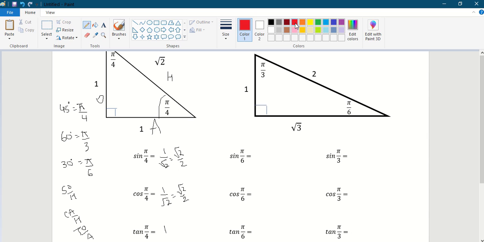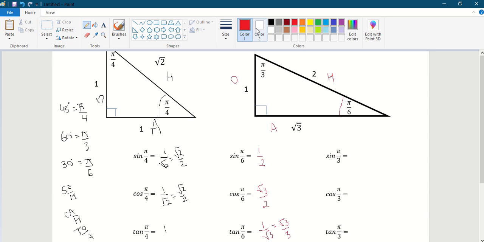Now if we were to look from this angle right here, pi over 6, this will be our opposite, this will be our adjacent, and this will be our hypotenuse. So from there then, sine pi over 6, we can say opposite over hypotenuse, so half. Cos pi over 6 is root 3 over 2, and tan pi over 6 is 1 over root 3, opposite over adjacent, which we can rationalize as root 3 over 3.